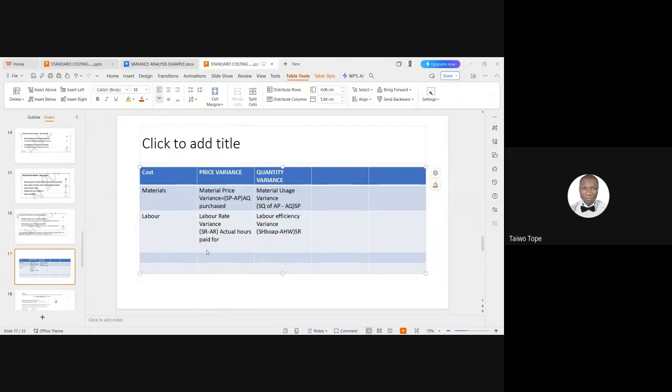So this is for labor efficiency variance. Another component of cost can be what? Variable overhead.